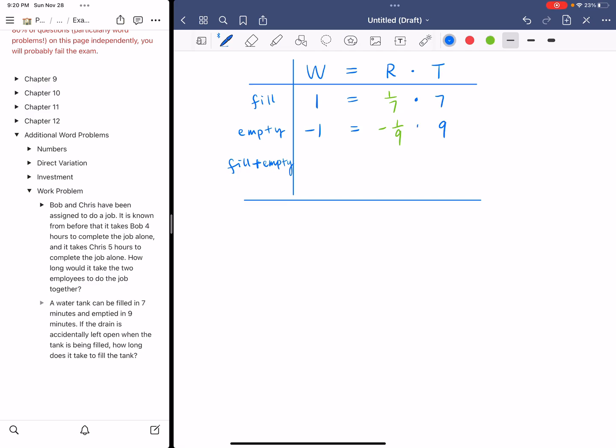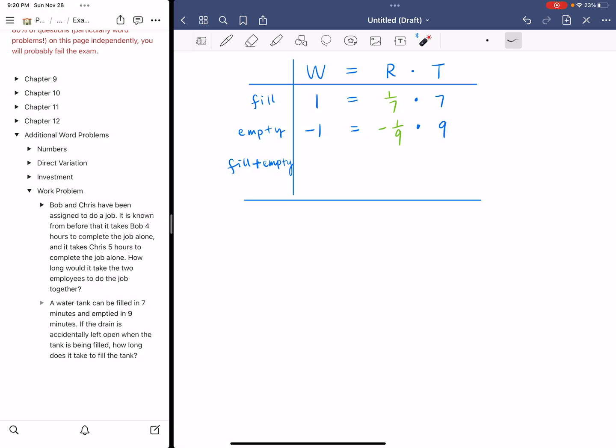So this is actually something that you need to be careful about. Emptying, you are removing the water, so your rate is actually negative. Even though when you're doing that, the rate is positive, but in terms of adding or removing water, since you're removing water, we will say the rate is negative in that particular sense. So it's -1 over 9.